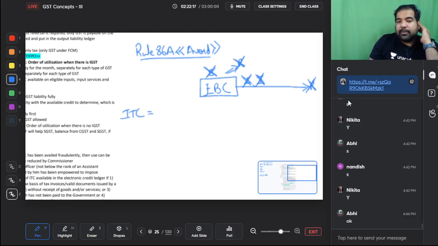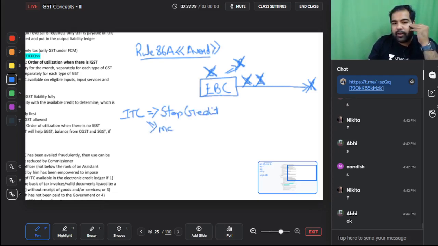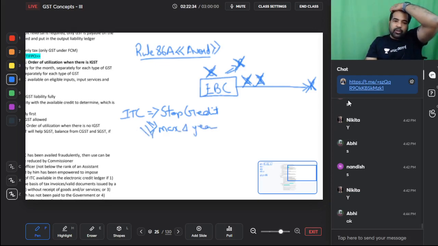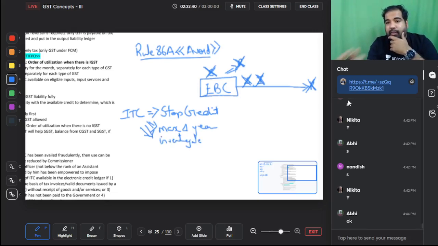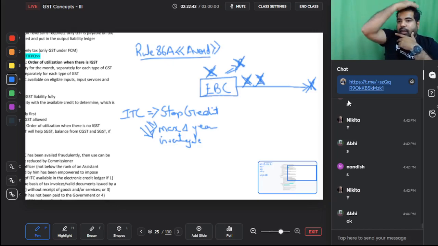Then the GST officer can intervene and can block your credit or stop you from taking credit for a while. How long? Maximum 1 year. In that time, he will investigate whether you are doing everything okay or trying to defraud the government. If the investigation leads to a result, great. If it doesn't, after 1 year you can take the credit.